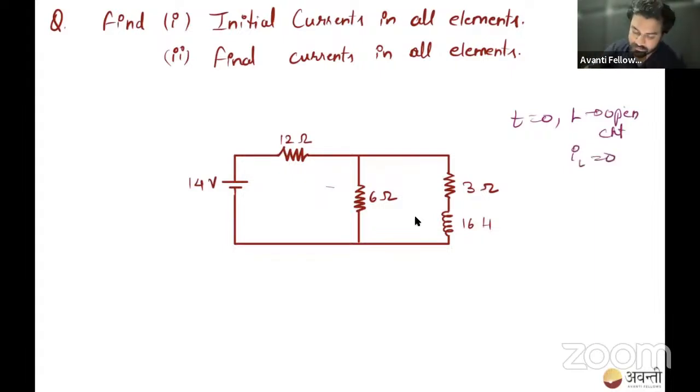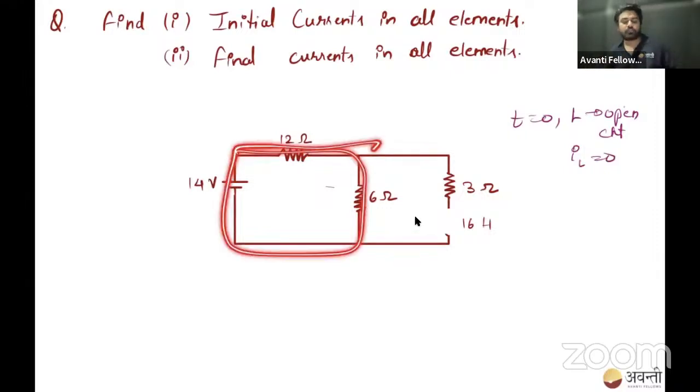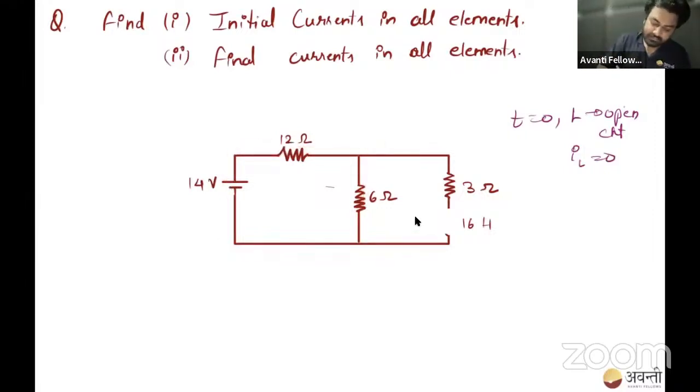So this inductor is not there at t equals to 0. If it is open circuit, that means only the remaining circuit is this much. So what is the current? At t equals to 0, current is equal to E by R equivalent. E is 14, R equivalent is 12 plus 6 because it will be parallel, since there is no circuit here. So it will be 18. Okay, solving is your part.